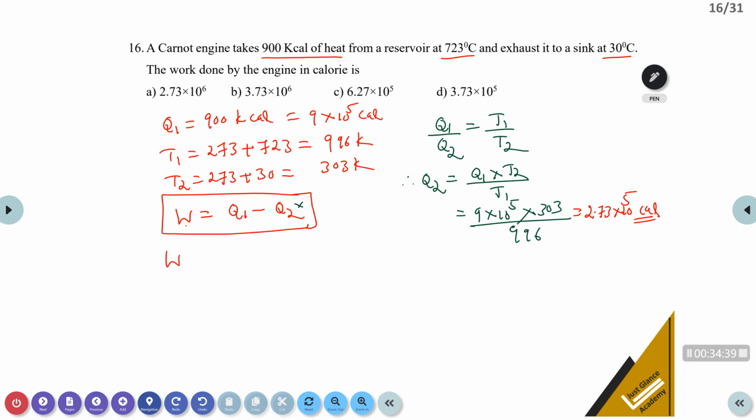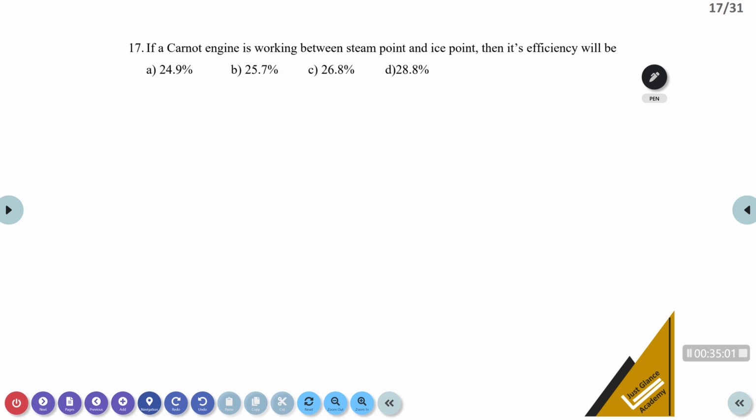Now work done equals, 10 to the power 5 is common here. So 9 minus 2.73 into 10 to the power of 5. That means 6 point something is what you are supposed to get. 6 point something means this is the right choice, 6.73 into 10 to the power 5, because 9 minus 3 is nearly 6. Next, 17.